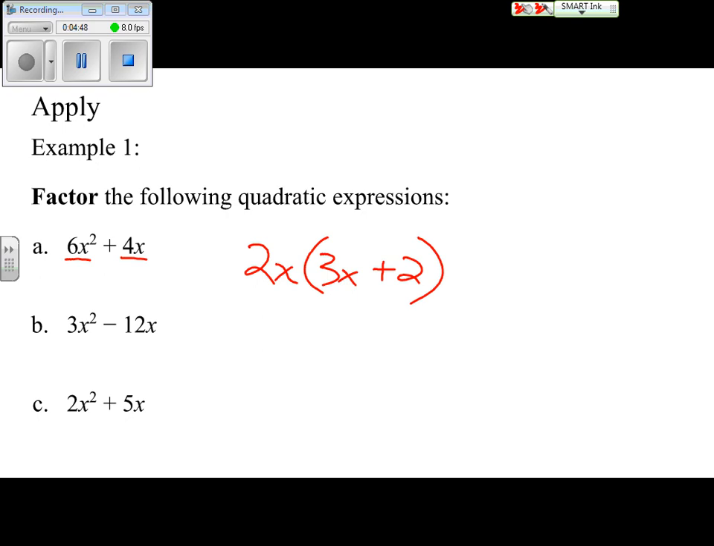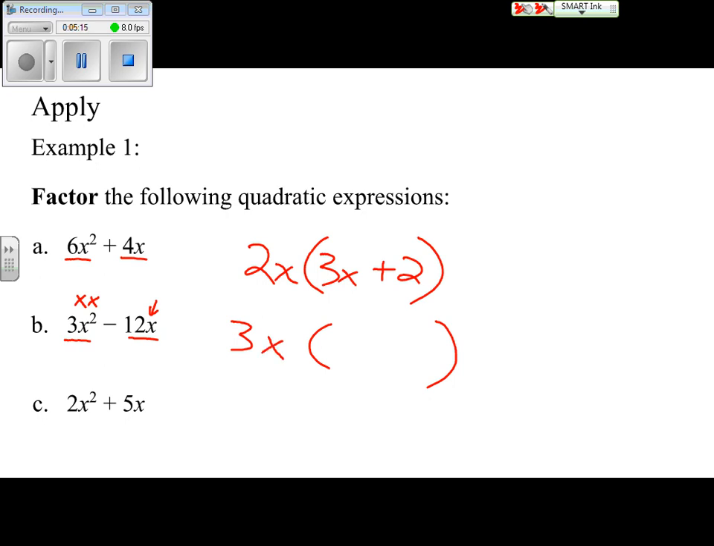Now let's move on to part B. Part B, we have 3x squared minus 12x. So what do they have in common? Well, I know a 3 will go into a 12, and obviously it goes into itself as well. So I can pull out a 3. Do they both have at least a single x getting multiplied? Well, this one has x times x because it's x squared, and the other one has this single x here. So I can definitely pull out an x from each one of these.